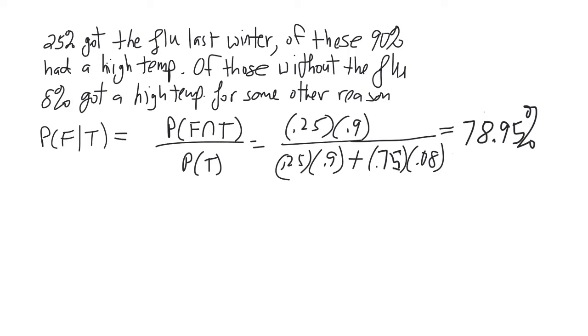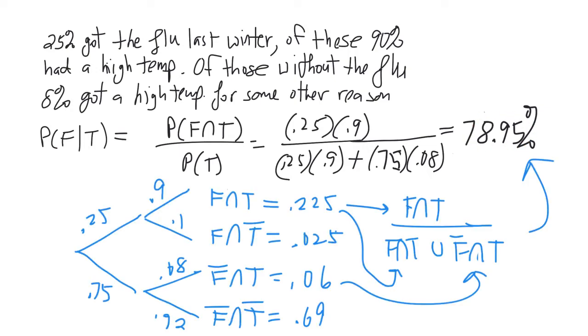So we can see that if you have a high temperature, given that you have a high temperature, the chance or the probability that you have the flu last winter was about 79%. Some people and some math teachers like to do this same problem using what's called a tree diagram. And so we have a decision point. We could have you have the flu or you don't have the flu. Another decision point, now that you have the flu, you could have a high temperature or not. If you don't have the flu, you could have a high temperature or not. We have the various percentages there.